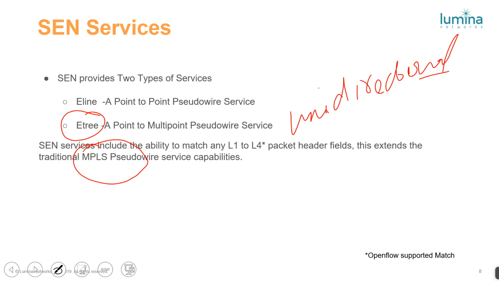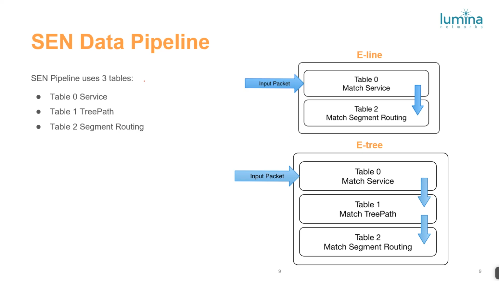Okay. So how does the OpenFlow pipeline look when it comes to the Lumina solution? In the case of E-line, you make use of two tables. When a packet comes in, the first table you use for doing a service match lookup. So basically you classify the packet based on different fields and decide what service it belongs to. And in the second table, you do the segment routing. So basically you append some labels to this packet and then forward it onto the port to stick to the path for which it has been programmed.